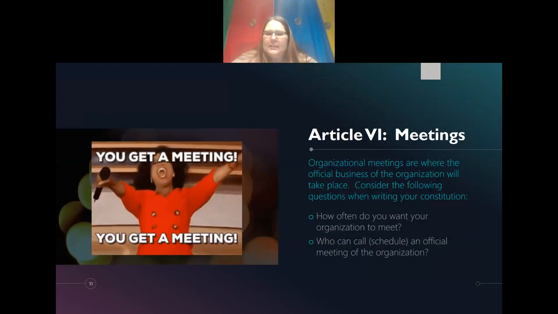Moving on to Article 6, your meetings. So organizational meetings are where the official business of the organization will take place. Consider the following questions when writing your constitution. How often do you want your org to meet? And who can call or schedule an official meeting of the organization? Is that any member? Does it have to be a student in the leadership positions? Those types of things.